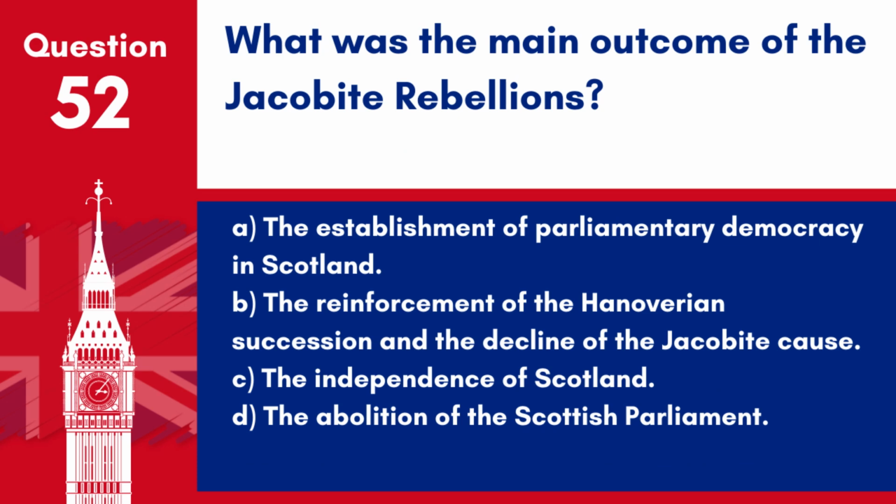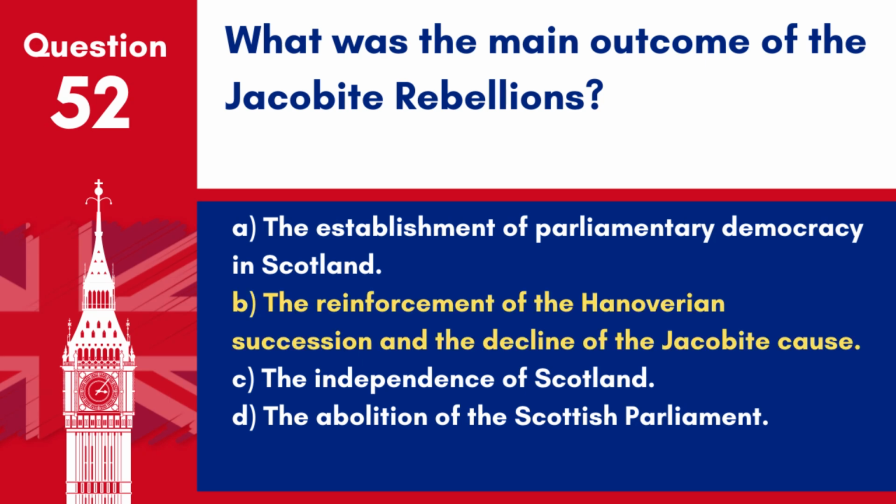Question 52. What was the main outcome of the Jacobite rebellions? A. The establishment of parliamentary democracy in Scotland. B. The reinforcement of the Hanoverian succession and the decline of the Jacobite cause. C. The independence of Scotland. D. The abolition of the Scottish Parliament.